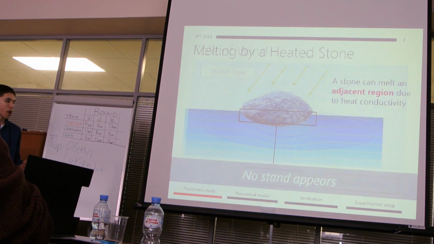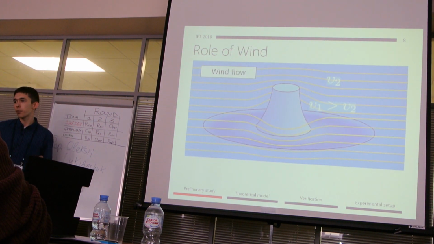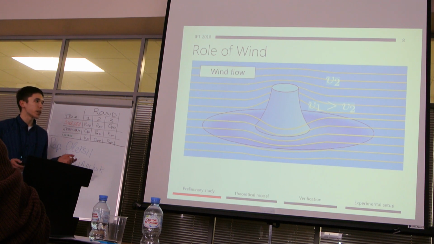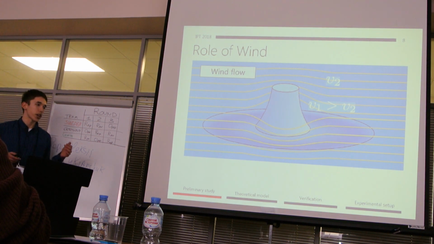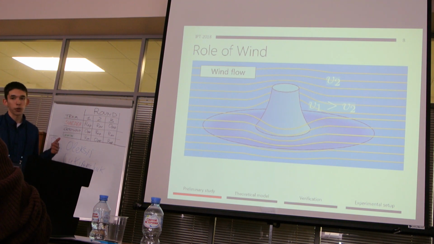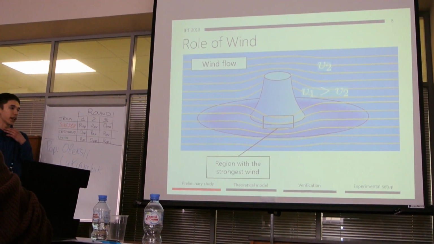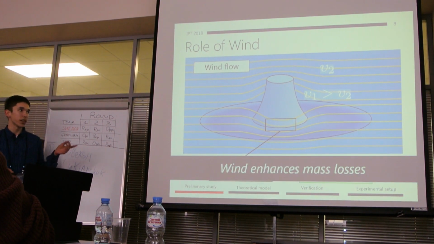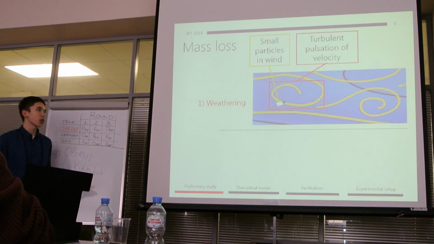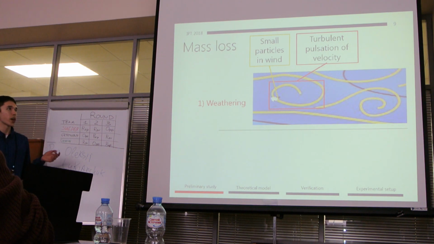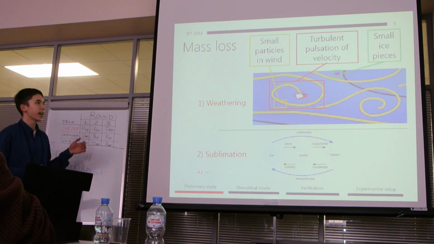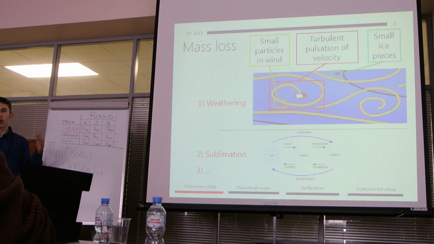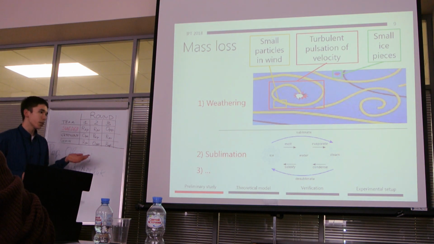So, however, we know that wind may play the key role. Because when wind flows around a stone, the nearby region experiences higher airspeed than the outskirts, and it may lead to enhancement of mass loss. What is it? We'll see later. So, what is mass loss? For example, I mean it like weathering, when small particles in wind, due to turbulent pulsations or velocity, can separate other particles from the surface, and sublimation and etc.